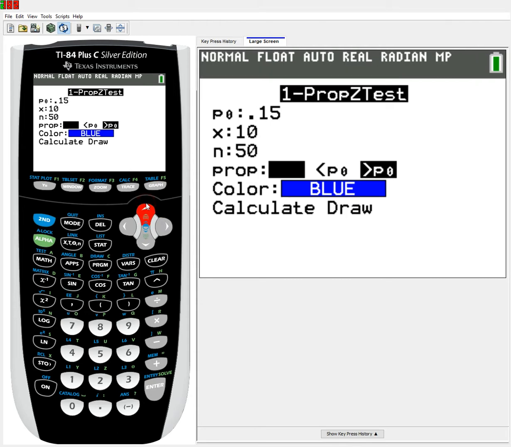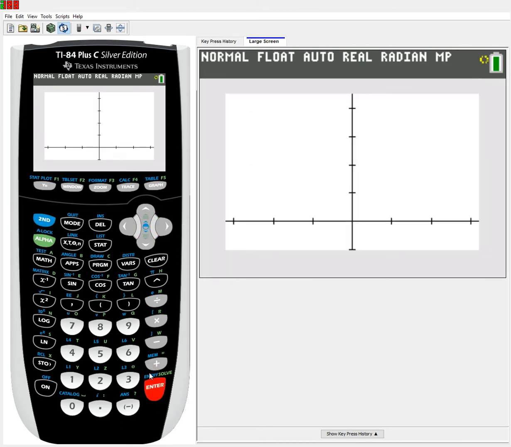When we have everything set up, in this case I'll say to see if it's greater than. 10 out of 50 is about 0.2, so I want to see if this is significantly more than that. We're typically going to calculate, but I want to show you what it does if we were to draw it. It should make a normal curve in just a moment.